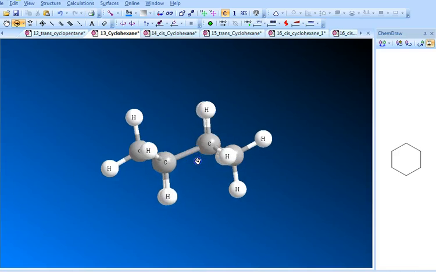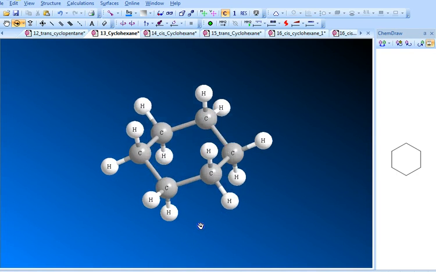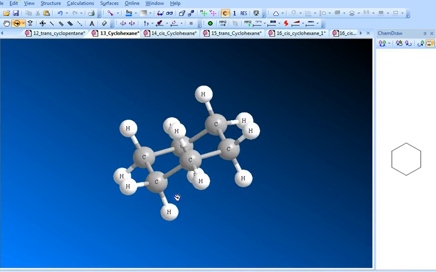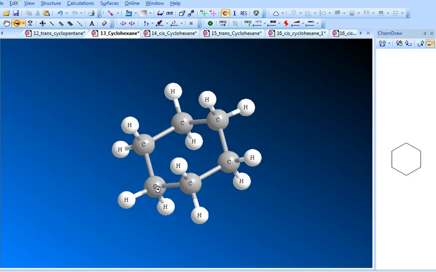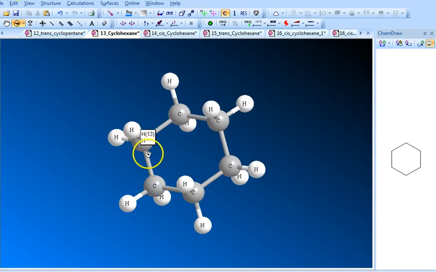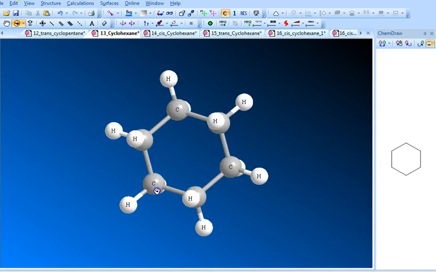All right, so this is a chair conformation. This is the most stable conformation for cyclohexane, and the reason is, again, the bond angle, how much it should be. What did we say? What is the natural bond angle for carbon that is single bonded? 109 degrees.